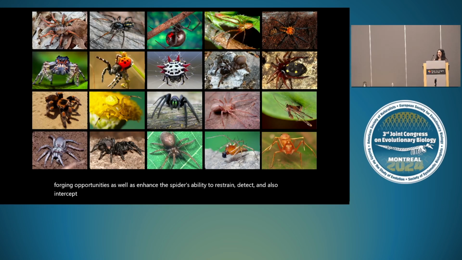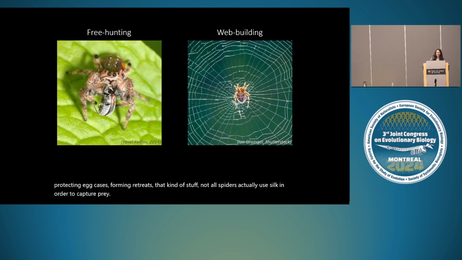prey. And although all spiders create silk, and they use them for various reasons, like protecting egg cases, forming retreats, that kind of stuff, not all spiders actually use silk in order to capture prey. So actually about 50% of the 52,000 species of spiders are free hunting spiders. They're running around catching things, whereas the other 50% are using webs in order to capture prey. And this free hunting has actually evolved many different times across the phylogeny of spiders.